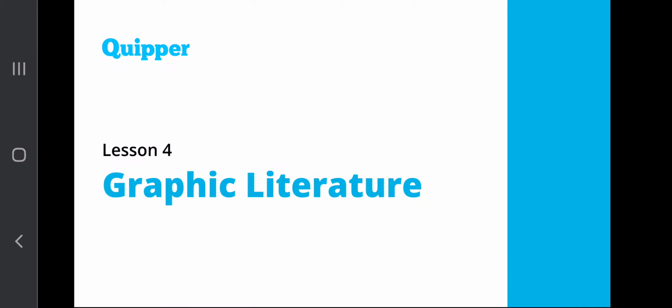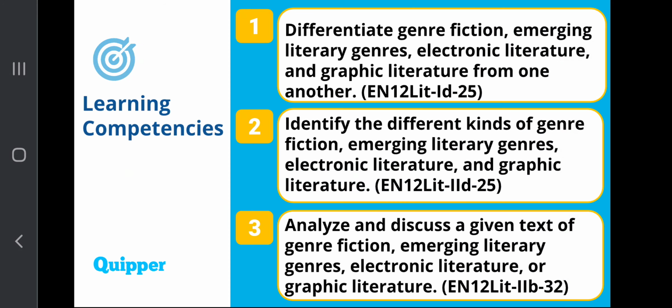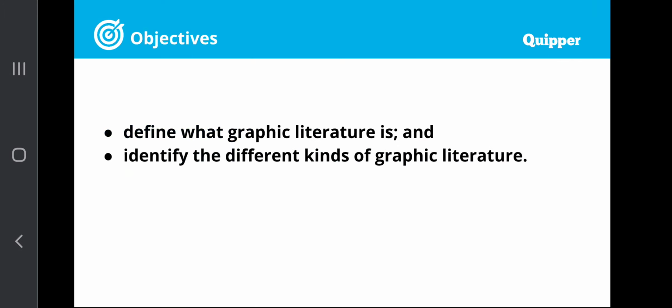Good day, class. Let's now discuss the last lesson for this unit, which will be talking about graphic literature. In this particular lesson, we are going to determine what separates this literary genre from the other previously discussed literary genres. Now, let's begin our discussion. The main objectives of this lesson are the following.